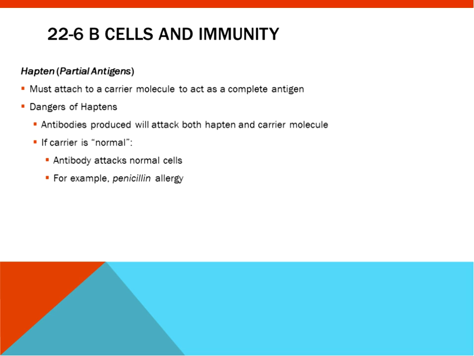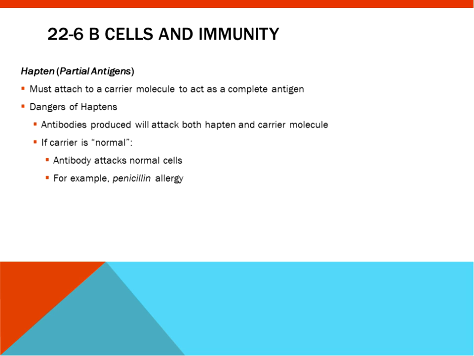What hapten molecules are is that they're actually just partial antigens, and for a hapten molecule to act as a complete antigen, it has to attach to a carrier molecule. And sometimes that carrier molecule could be even something as simple as penicillin, or it could be latex. It's just anything else that this hapten molecule can attach to, and it acts as an antigen. So if it's acting as an antigen, your body doesn't recognize it, so it's going to elicit an immune response. So your antibodies will attack not only the hapten, but also the carrier molecule.